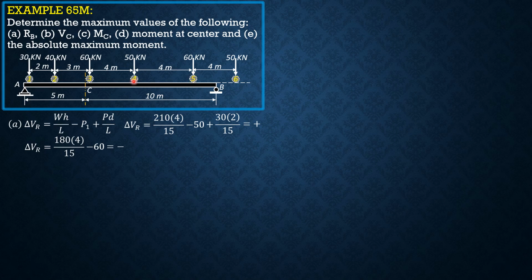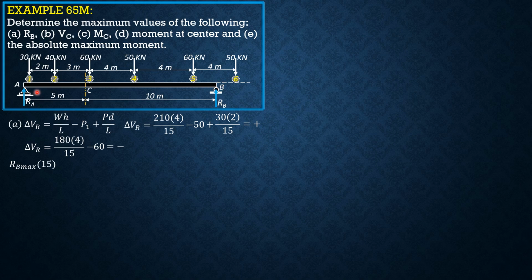Therefore, the preceding position, because this is load 4 over B, the preceding position, load 5 over B, gives maximum reaction at B. So therefore, load 5 over B gives maximum reaction at B.